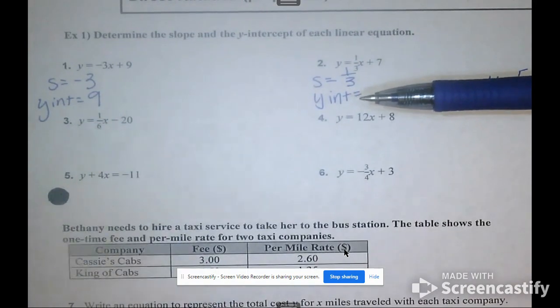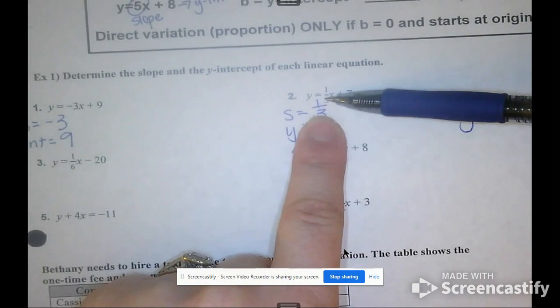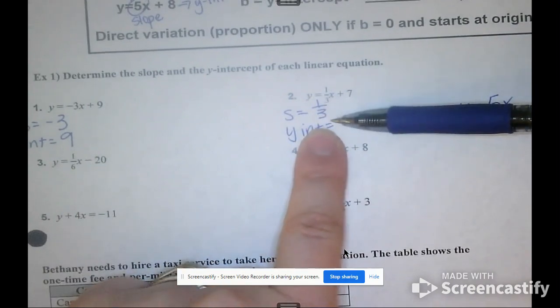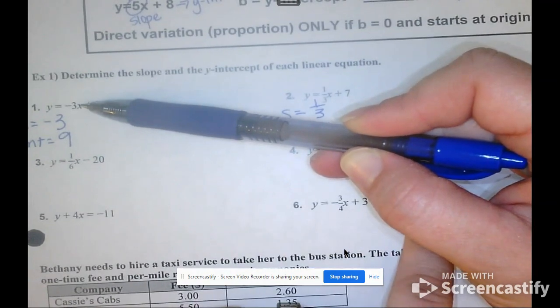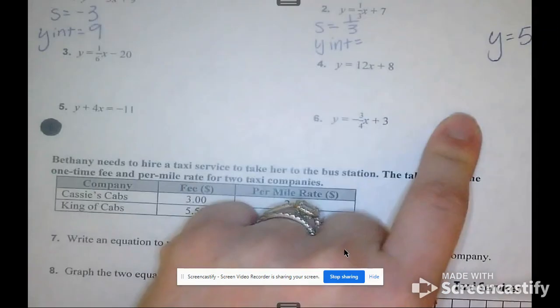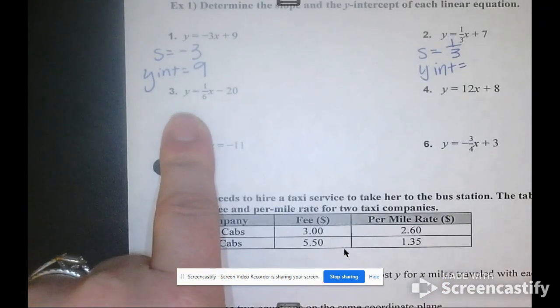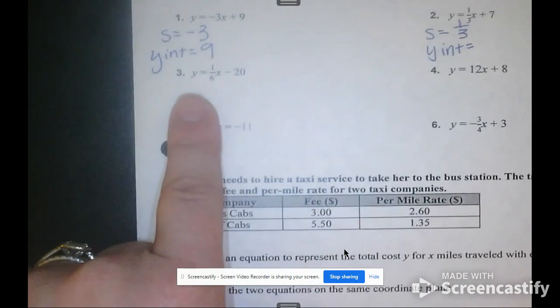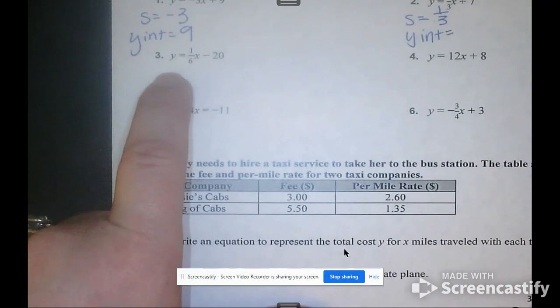Okay? So if it told me to graph, which we're going to see in a minute, I could graph that easily because I know I can rise 1, go over 3, right? But if I ever had to turn this into a fraction, all I do is put a 1 under it. Okay? All right. The second number has a fraction. It doesn't most of the time. Okay? All right, number 3.